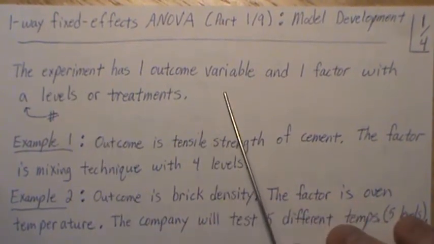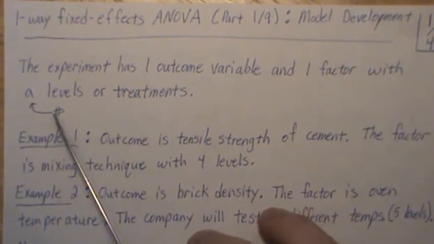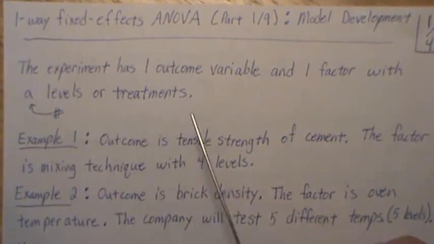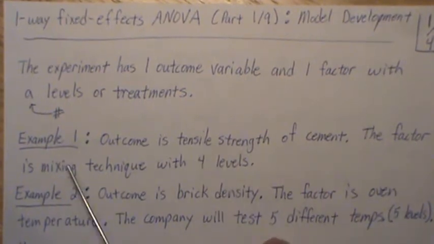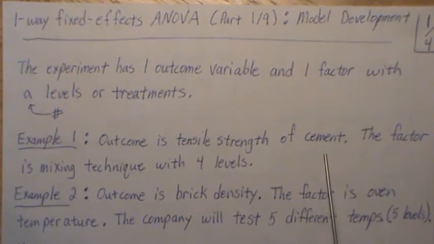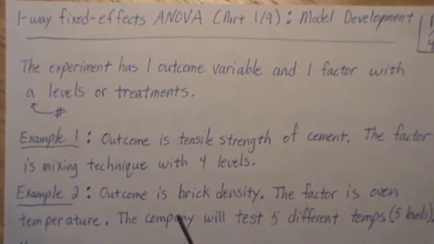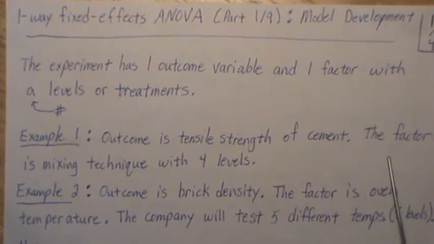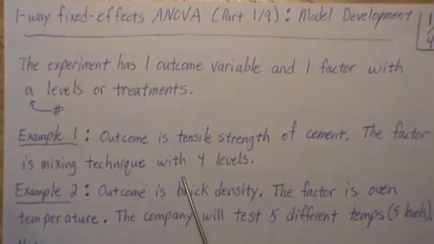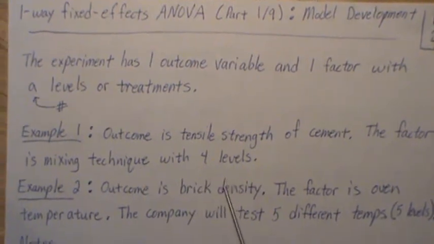The experiment has one outcome and one factor with A levels or treatments. A is a number, so it could be 9 levels, 9 treatments. An example outcome is tensile strength of cement, and tensile strength really means how much strength it takes to break it apart. The factor is the mixing technique, and there are 4 different mixing techniques, so there are 4 levels.